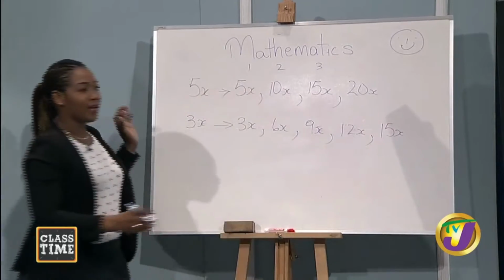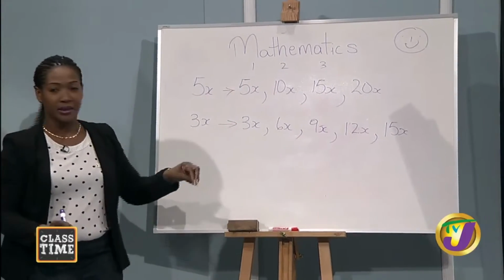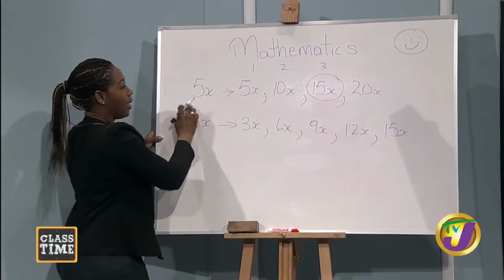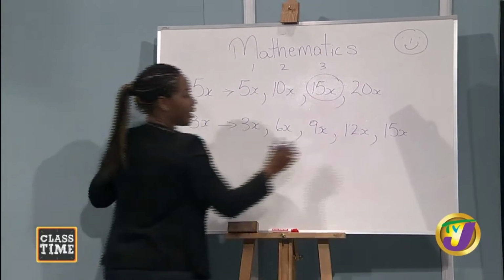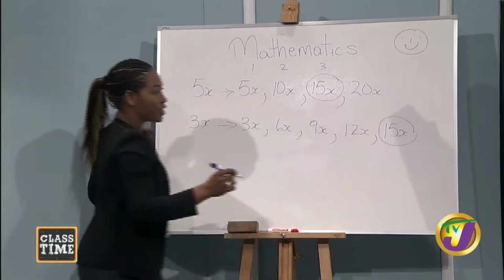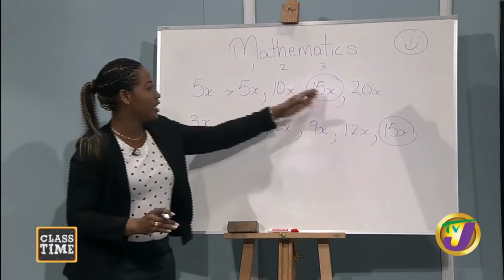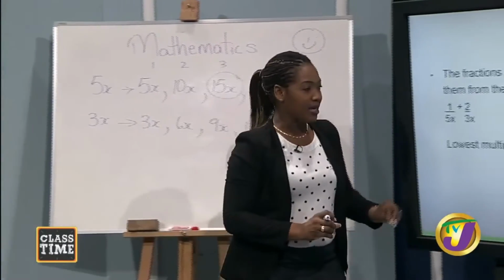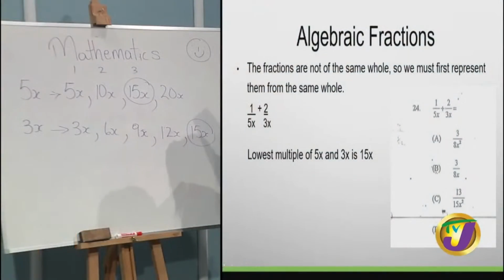So what we're saying when I talk about the lowest multiple, it means that when you look at the multiples of 5x and 3x, the first place where they have the same multiple is 15x. Hence why we can use that for our new denominator. All right? So, there we go.